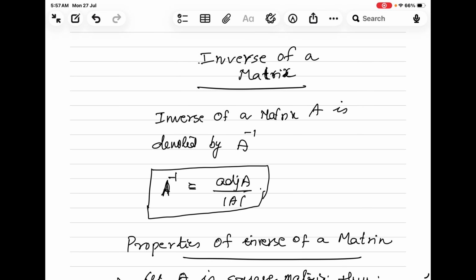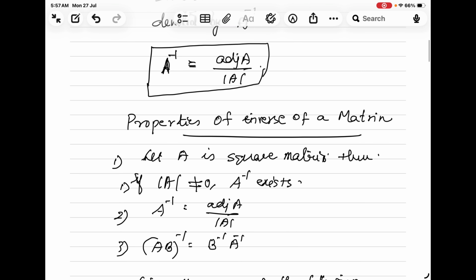Students, the inverse of a matrix A is denoted by A raised to negative 1. A raised to negative 1 is equal to adjoint A by determinant A. Then, properties of the inverse of a matrix.